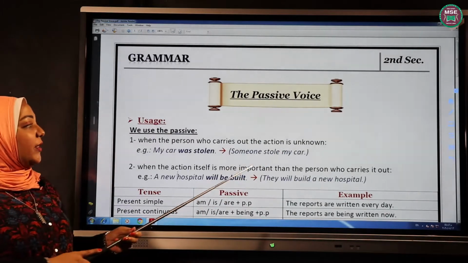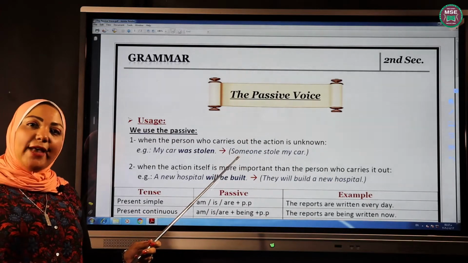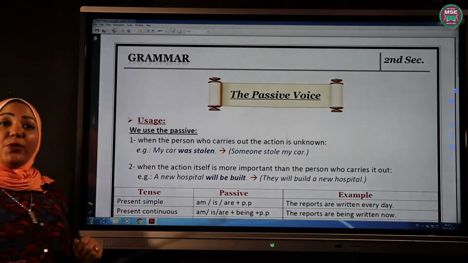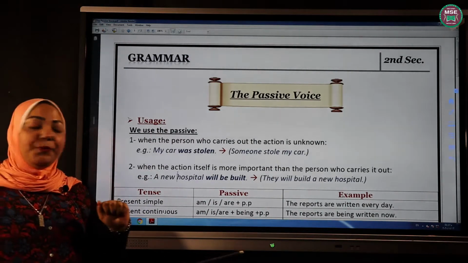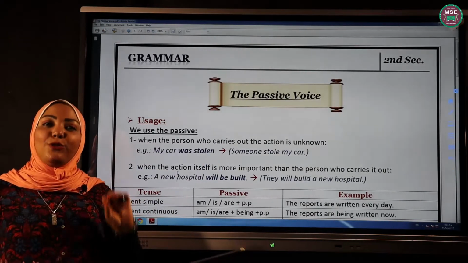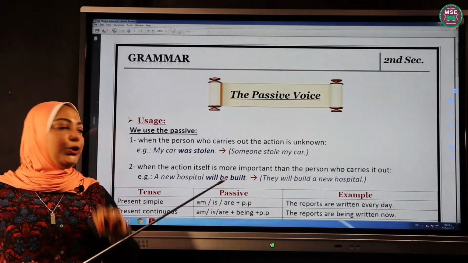In order to focus on the object or to forget about the doer of the action, we focused on the object through starting with it. So step number one into changing from an active voice into the passive one is to start with the object, my car. Then, step number two.